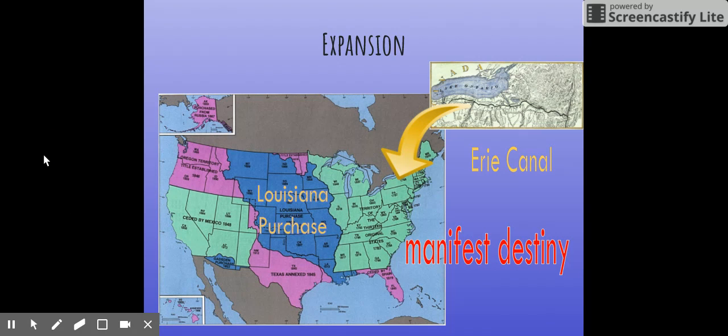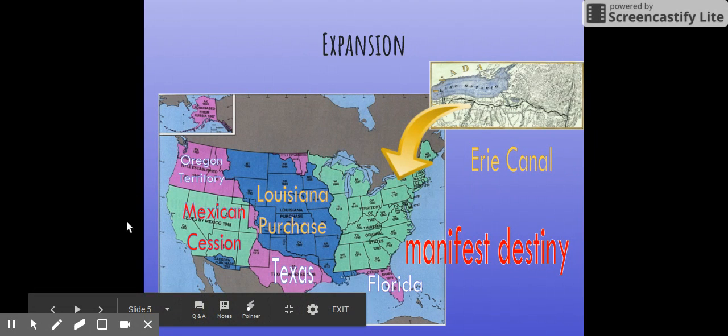So you should review your maps and review the Louisiana Purchase, Florida, Texas, which led to the Mexican War. And the Mexican War was really a good opportunity to gain land to the Pacific, gaining the Oregon Territory, and then, of course, after the war, gaining the Mexican Cession. So the U.S. by 1848 is, from sea to shining sea now.